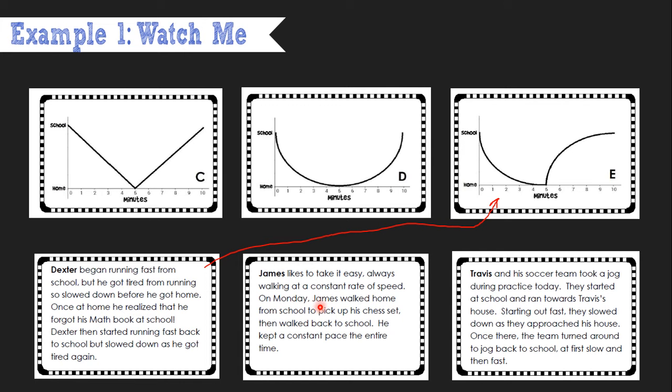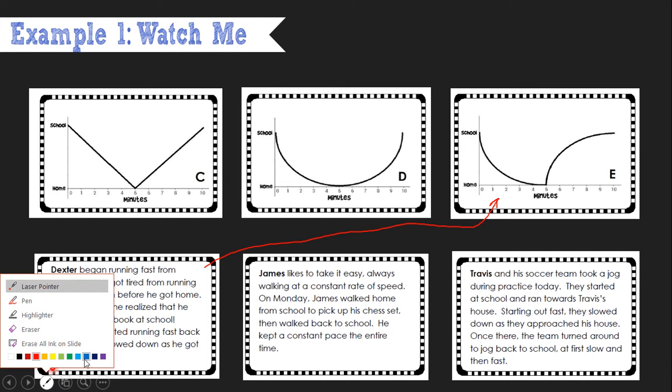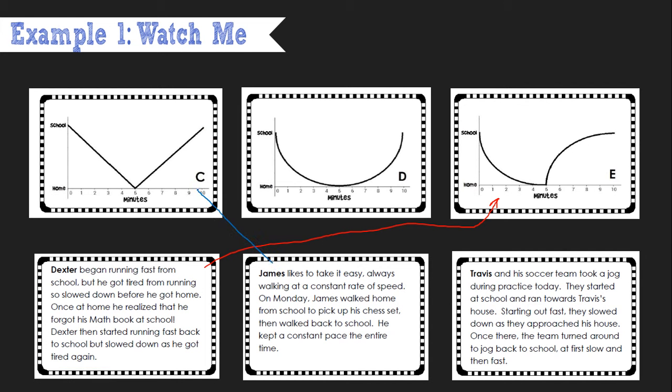So James walked home from school to pick up his chess set and then walked back to school. He kept a constant pace the entire time. So he went from school to home, walked the same pace, and then home back to school, walked the same pace. There was no variation there. So James would match here to letter C, which would mean that Travis should match with D, but let's just look to see why that is.